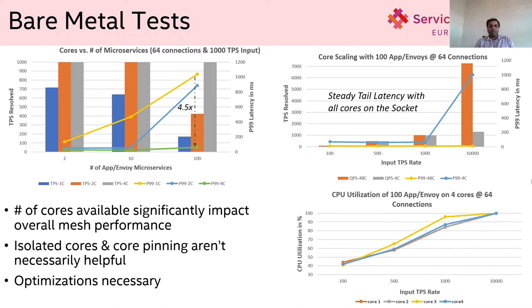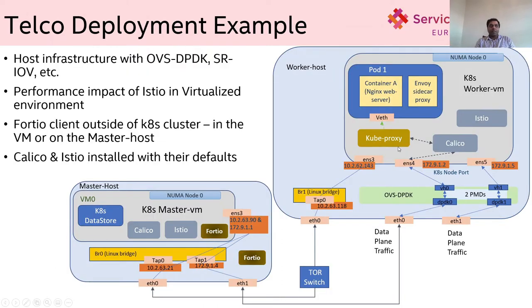And we found that we could do quite a lot of optimizations to achieve better performance, even compared to what's here. So here's an example of a telco deployment where you would have Kubernetes in a virtual machine, either on the same host or a different host, right? In this example, we did the Kubernetes master in one VM on one host and the Kubernetes worker on a different host.